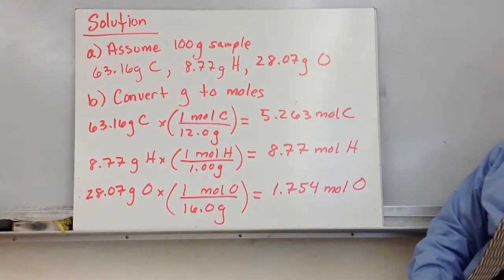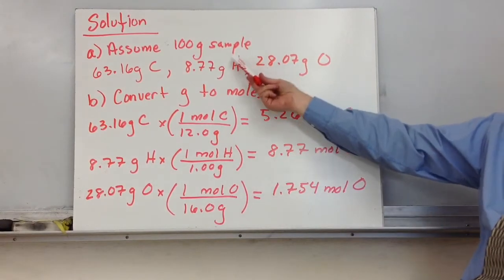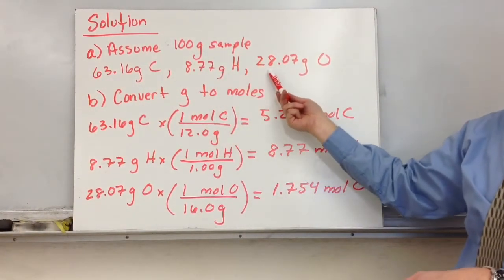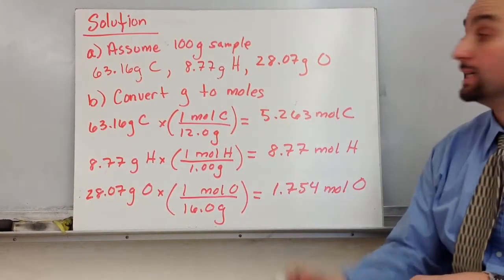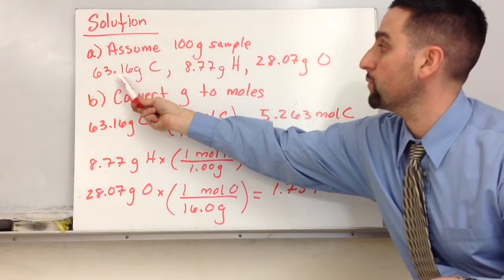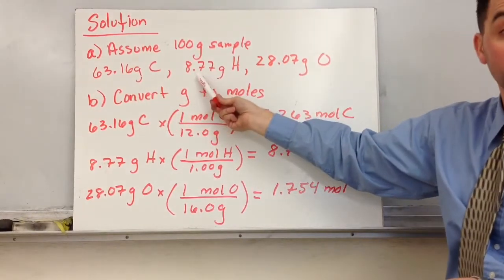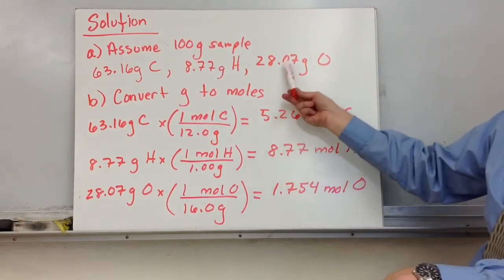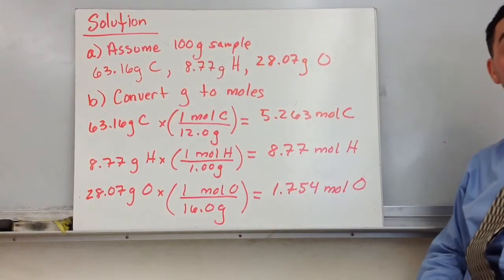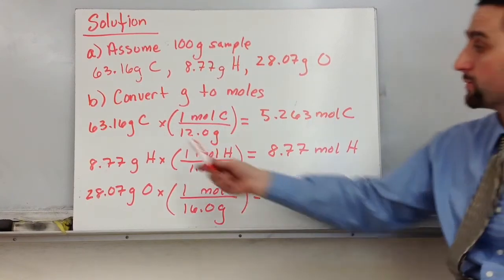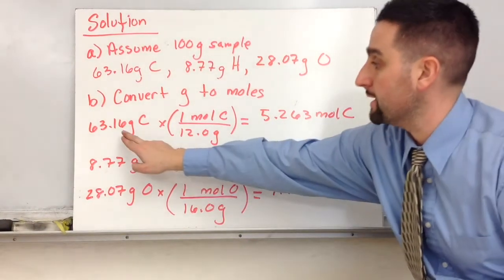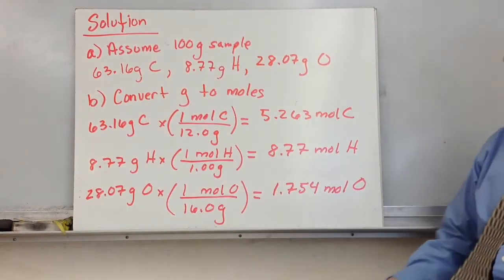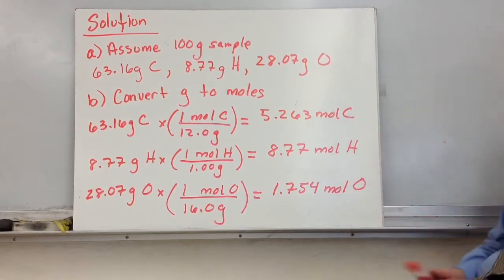So solution to this, I assume I have a 100 gram sample. My percentage values change to grams. And what's left over from 100 is 28.07 grams of oxygen. I got this number by adding 63.16 and 8.77 and deducting those values from 100. Your next step is you're going to take these gram amounts and convert them to moles using molar mass of each element. And that's what I did here. I'm basically taking the mass of each element and dividing it by the molar mass. So now we have a mole to mole to mole ratio in this compound.